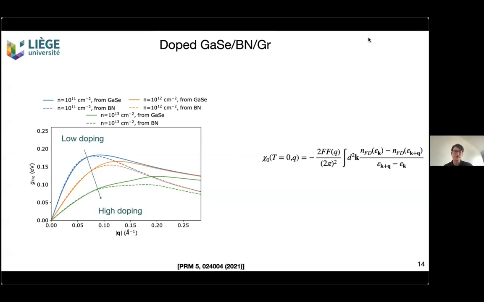So you can see the coupling is the same order of magnitude as the one in gallium selenide, but the difference here is that the optical phonons in boron nitride have much higher energy, and so at room temperature, effectively, they're not populated and they don't participate to transport so much. So even though the coupling is rather large, in the transport, they don't matter so much.